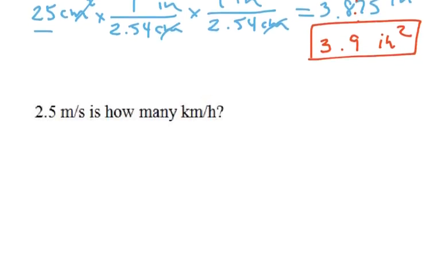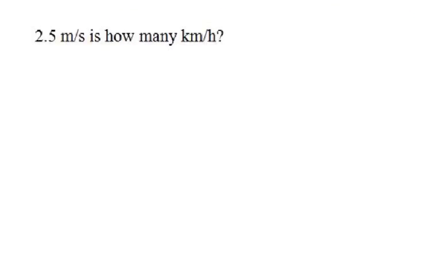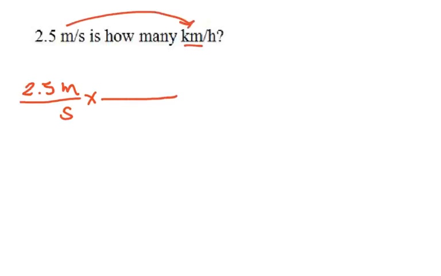Now, the next one here is 2.5 meters per second is how many kilometers per hour. So what happens now is I'm going to have 2.5 as my initial value, but I have 2 units. I have meters and I have seconds. Now I say meters per second, I can put the seconds on the bottom. And what I have to do is do 2 simultaneous problems. I'm going to change my meters into kilometers, and I've got to change my seconds into hours. And either one of those is easy. We're just going to do them both.